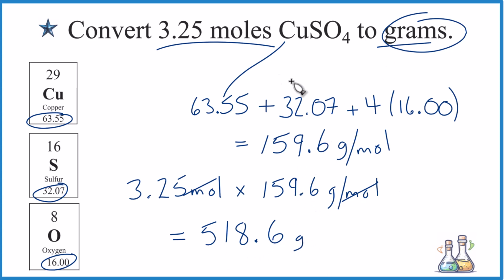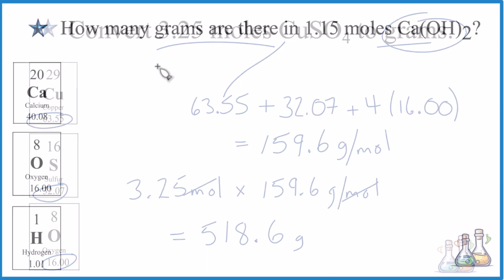And that kind of makes sense, because if 1 mole is 159.6 grams, 3 moles should be about 3 times that. 450, 500, that's what we got. So you can always estimate, because we know there are 159.6 grams in 1 mole. That's the molar mass. Okay, let's do another one.